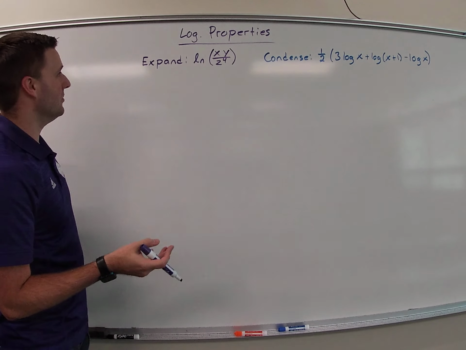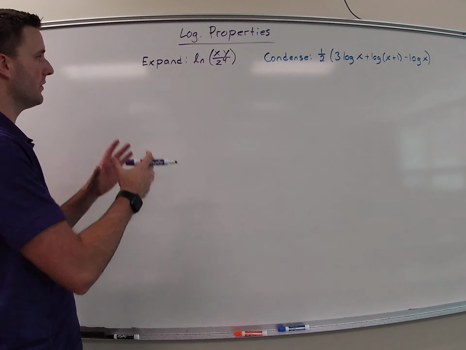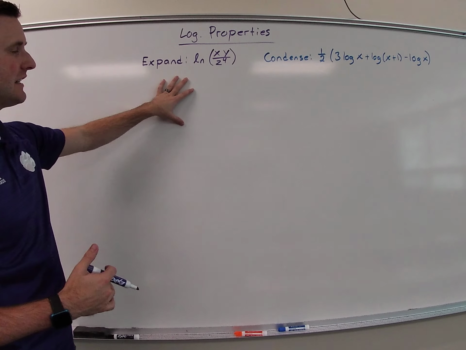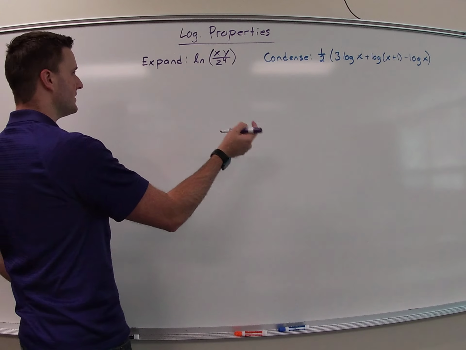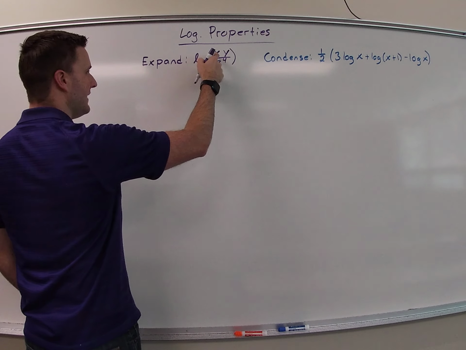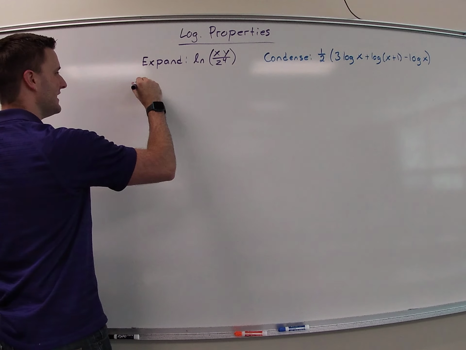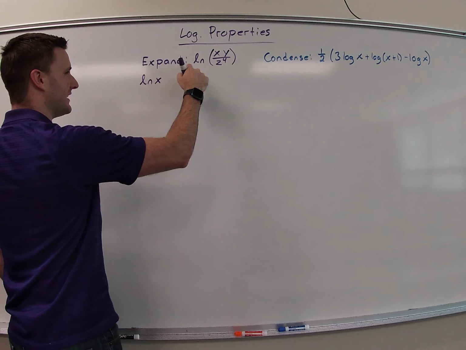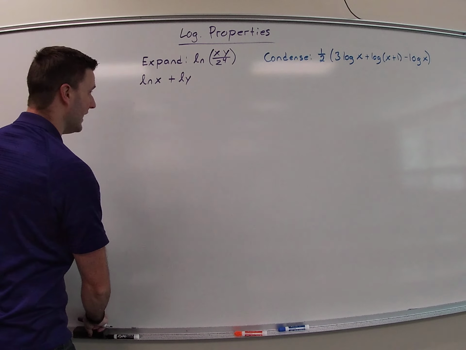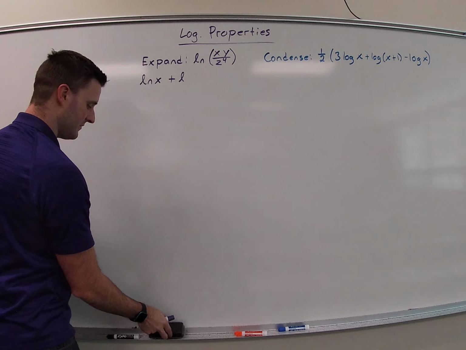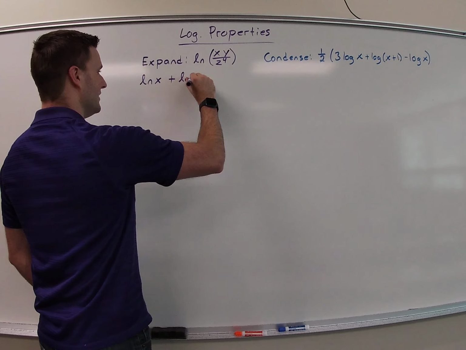All right, so now continuing with properties, we're going to expand and condense. We've already technically done something like this with the natural log. Same property: I have x times y, so I'm going to say the natural log of x, because I'm multiplying, plus the natural log of y.